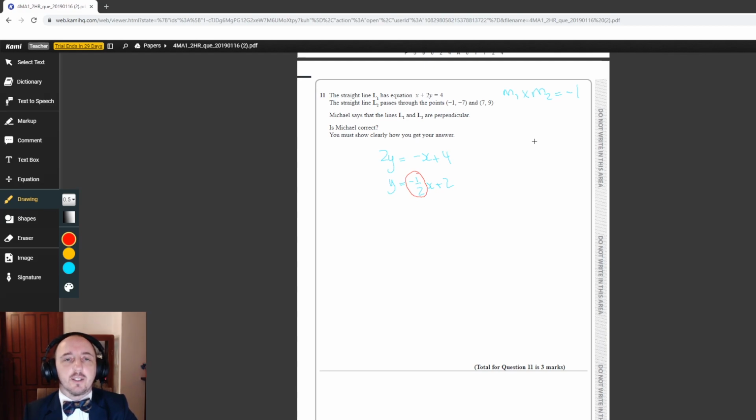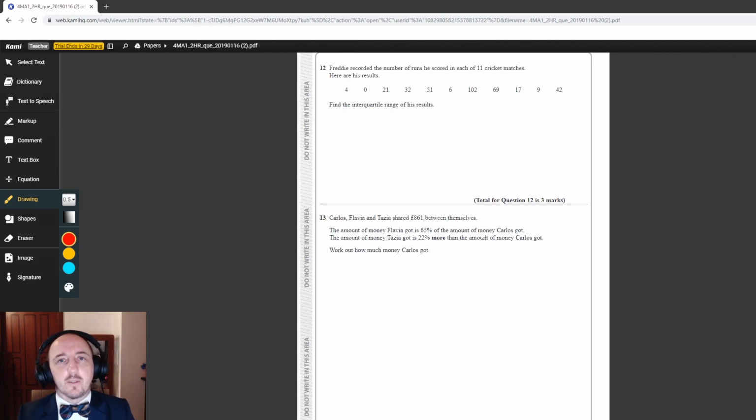And for L2, we're going to use the formula m equals y2 minus y1 divided by x2 minus x1. So we have 9 minus negative 7 divided by 7 minus negative 1, and that gives us 2. So we can see that when we multiply these two together, 2 times minus a half does indeed give you negative 1.